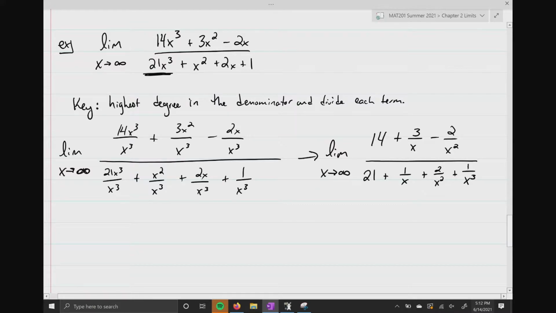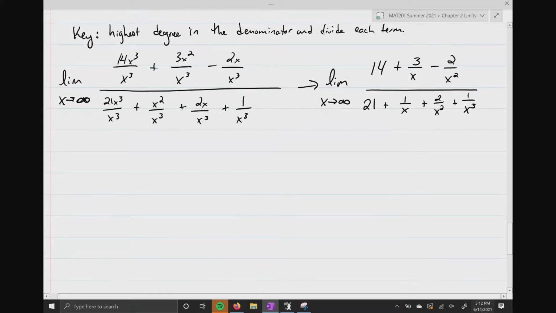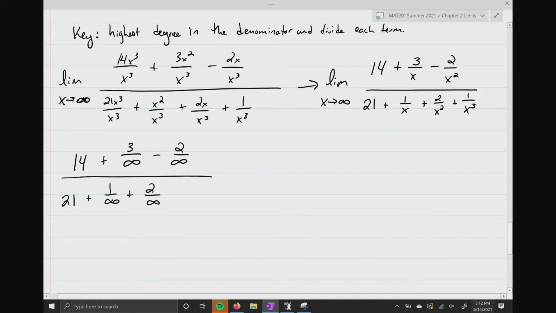Now, if we think about this, what's really happening is, if we were to substitute in our limit, we're going to get 14 plus 3 over infinity minus basically 2 over infinity, because infinity squared is just infinity again. All over 21 plus 1 over infinity plus 2 over infinity plus 1 over infinity again.